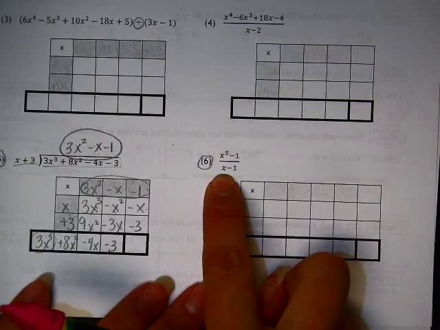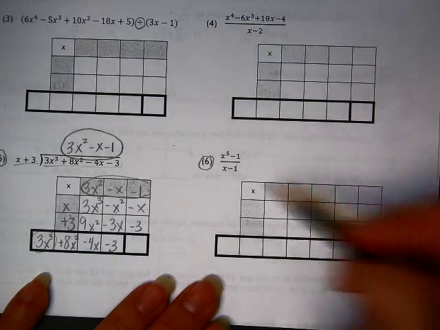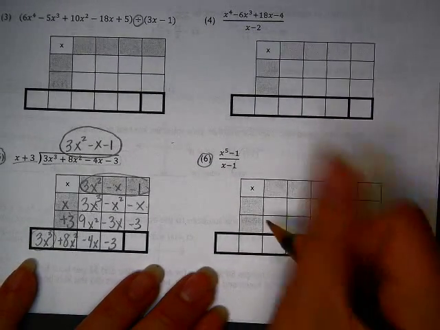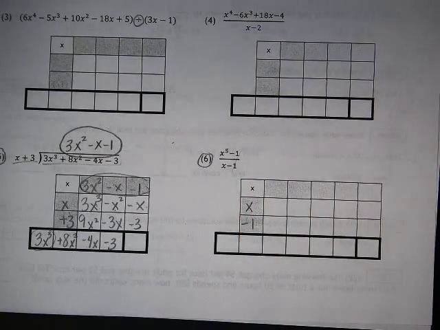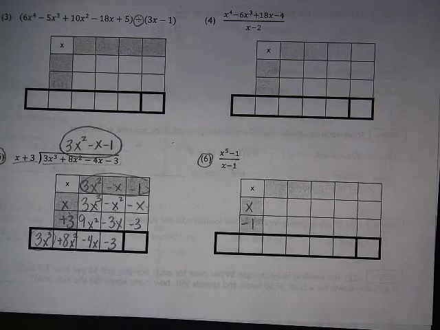Now this is a tricky one. It looks to be so simple, and you think, cancel, cancel. It doesn't work out that way at all. So I'm going to go ahead and put x minus 1. I'm going to do this 2 different ways. Let me get a piece of paper out so that I can show you both different ways here.